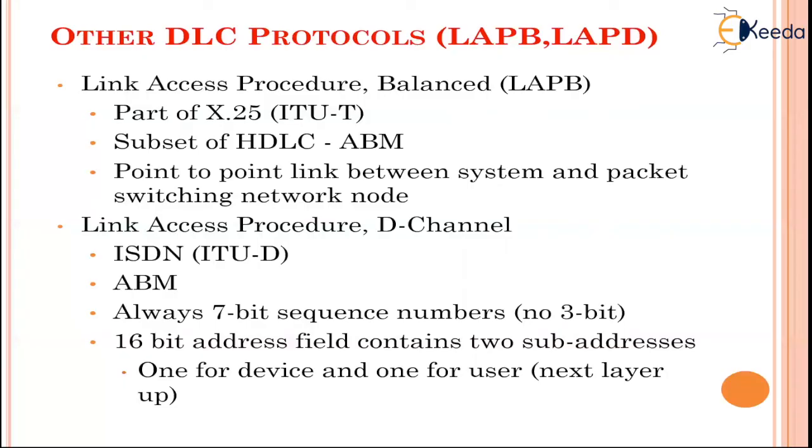The next is the LAPD protocol, that is the link access procedure for D channel, and it is most widely used in ISDN networks. It utilizes the asynchronous balanced mode of operation, and it always uses the 7-bit sequence number, no 3-bit sequence number, and the 16-bit address field contains 2 sub-addresses, one for device and one for user.